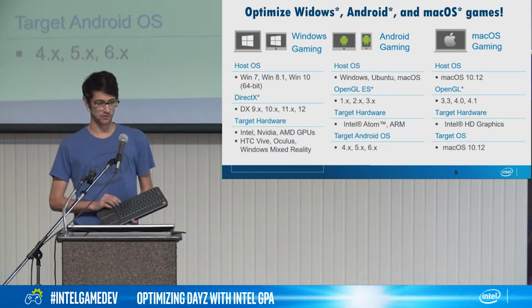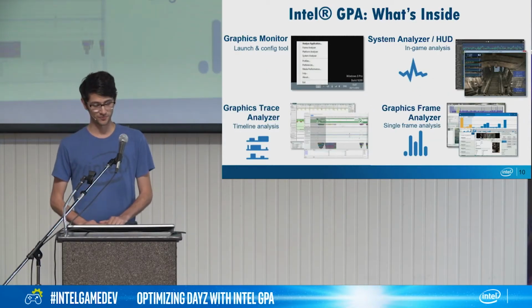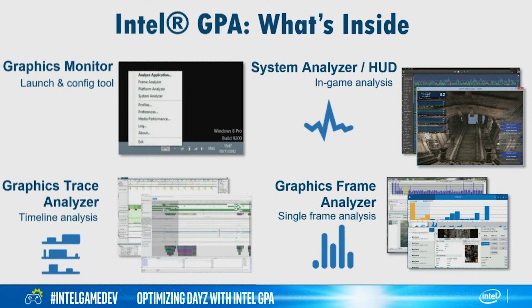Okay, so now that we're through that eye chart, let's talk a little bit about what's inside Intel GPA. So essentially, you can think of Intel GPA as 3 analyzers, right? And 1 graphics monitor. So graphics monitor is kind of the backbone of GPA. It's a process that sits there and runs in your task tray, and basically it's your launch point, right?